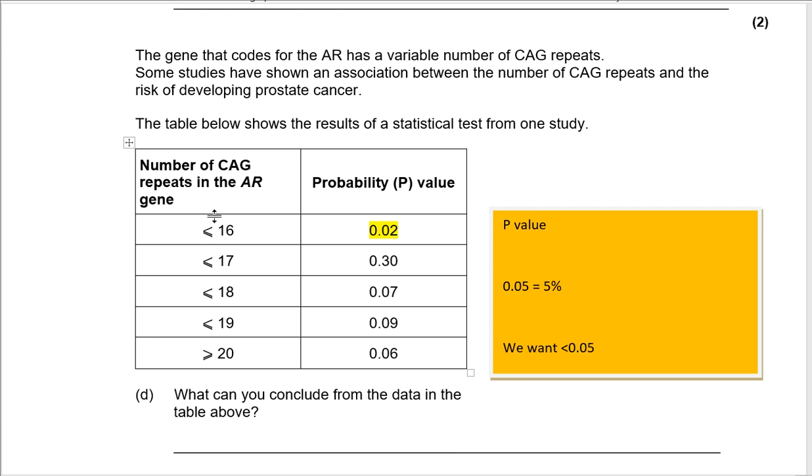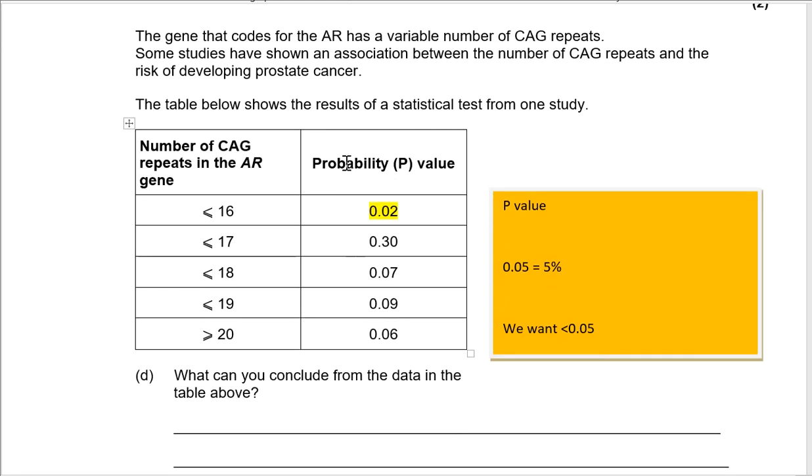So this is the study here. It shows you CAG being repeated 16 times, 17 times, 18 times. Now they are saying that this repetition is linked with prostate cancer. They've done a stats test to tell us which number of repetitions is most likely linked to prostate cancer. So you will never be able to answer this question if you don't understand probability.